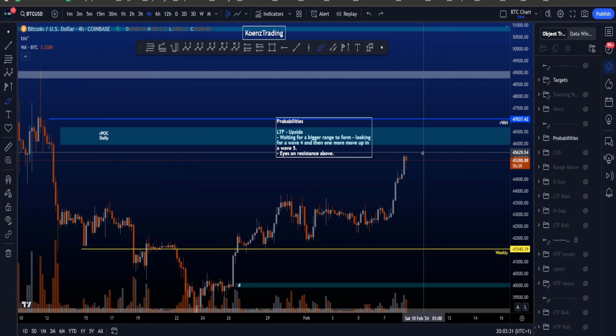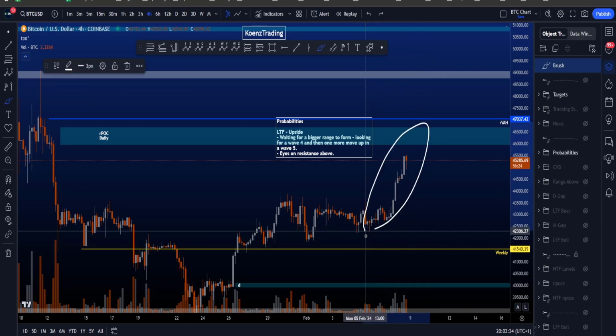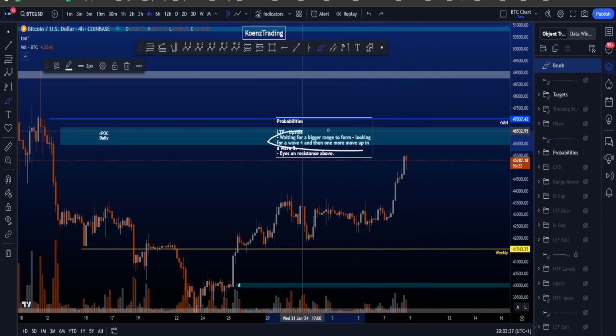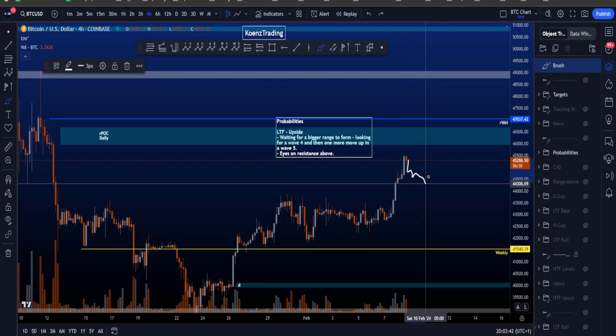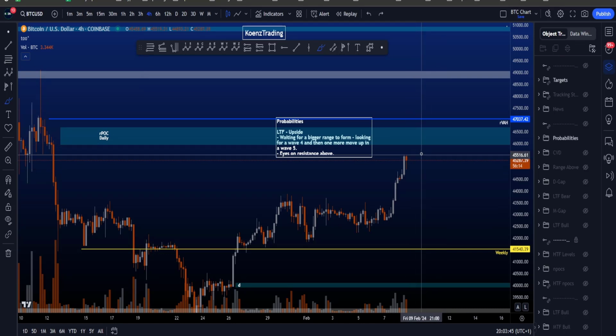area. But for me, the most important resistance is actually up here, and also if we look at this impulsive structure to the upside, we are still waiting for a wave 4 to form over here, bit of a range, bit of a rejection, before then another move towards the upside in a wave 5. So definitely keeping an eye on the resistance above.